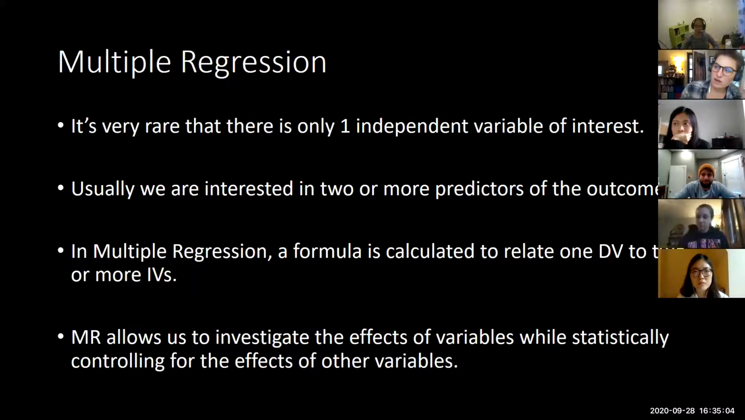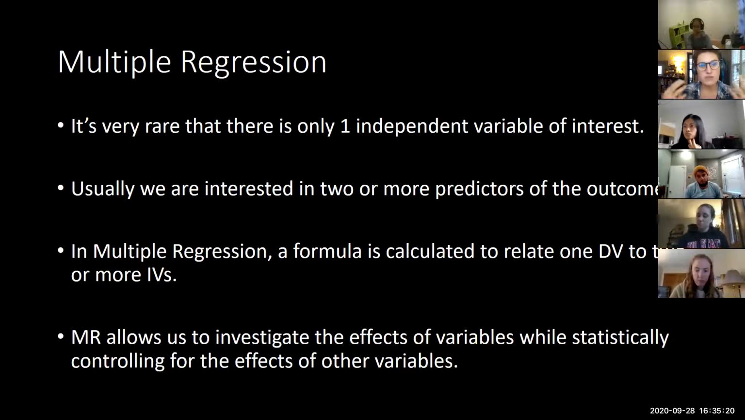So it's very rare that we really are only interested in one independent variable. So we're going to look at multiple independent variables. In multiple regression, we'll use a formula to calculate the relationship between one dependent variable and multiple independent variables. And this multiple regression is going to allow us to investigate the effects of specific variables that we're interested in, while we are controlling for the effects of others.